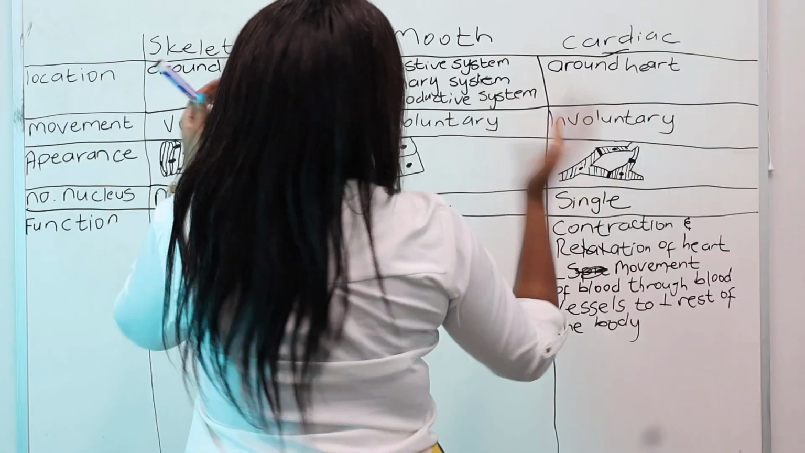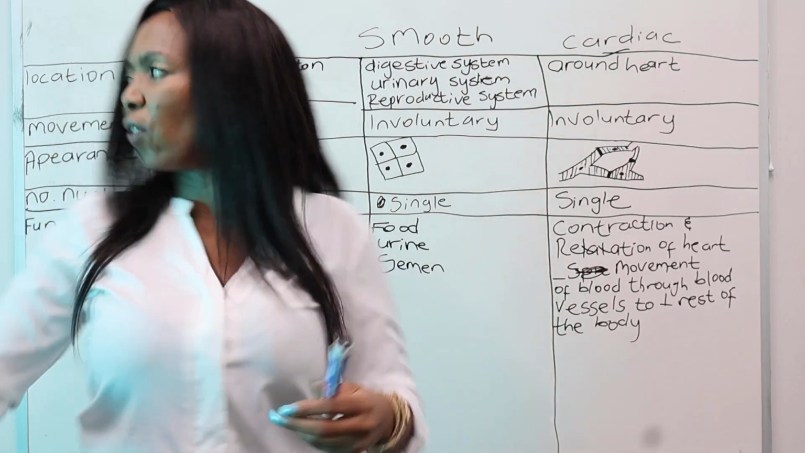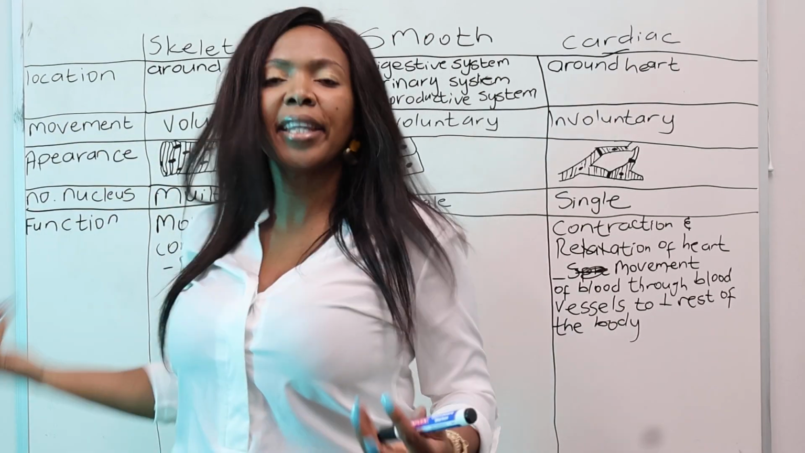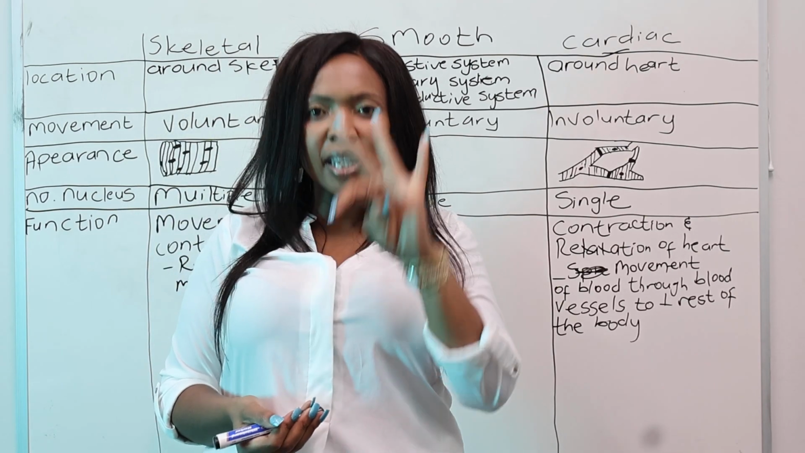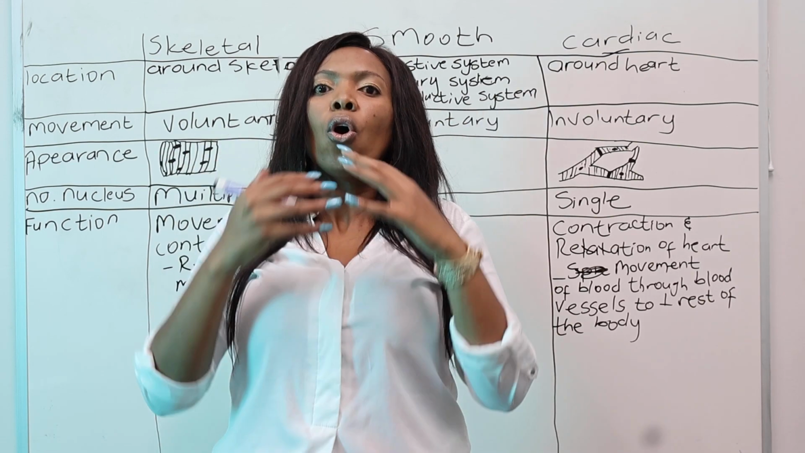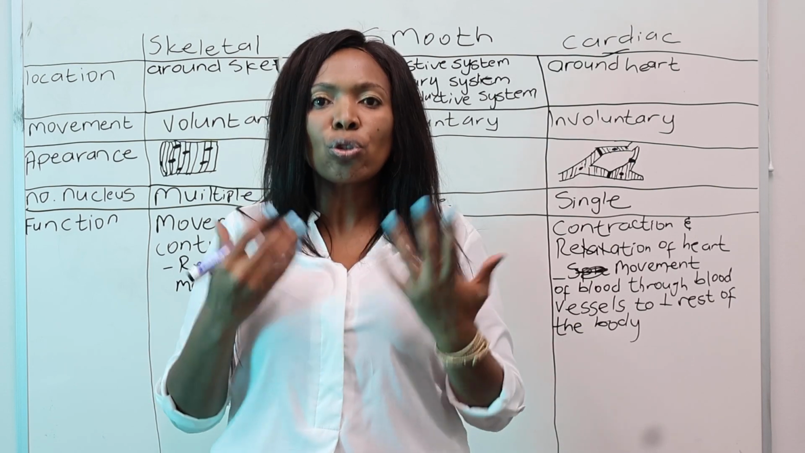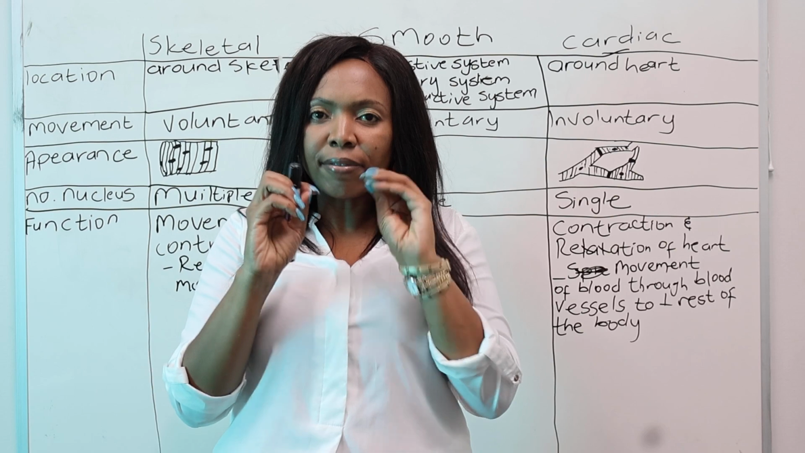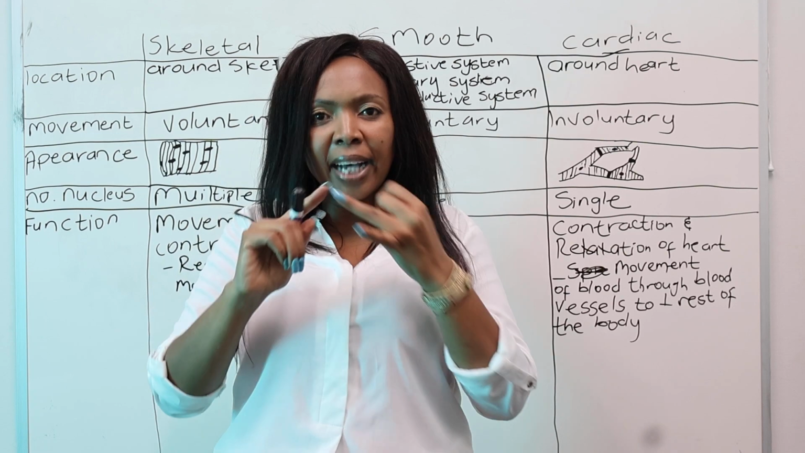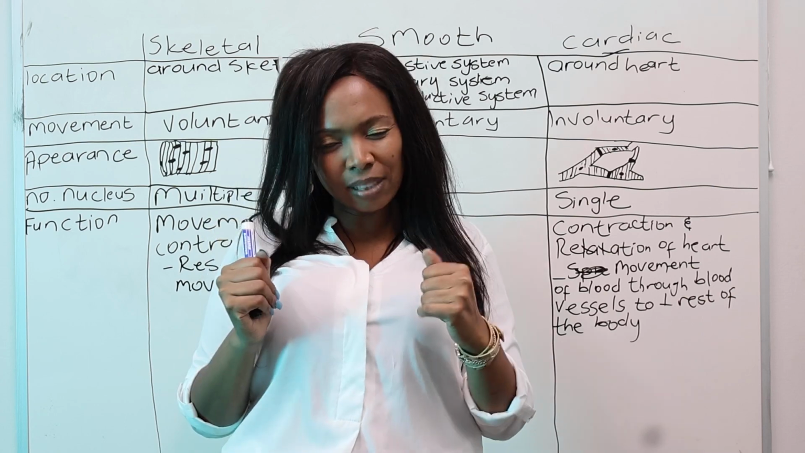So go through this table because it gives the differences in terms of the location, movement, appearance, nucleus, and the function of the three types of muscles. Now we are going to go to part 3, where we're going to talk about the individual muscles, like the skeletal, the cardiac, and the smooth muscle. So we're going to talk about all of them individually.